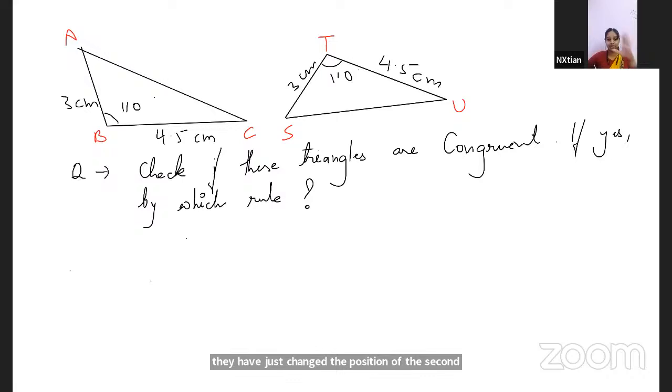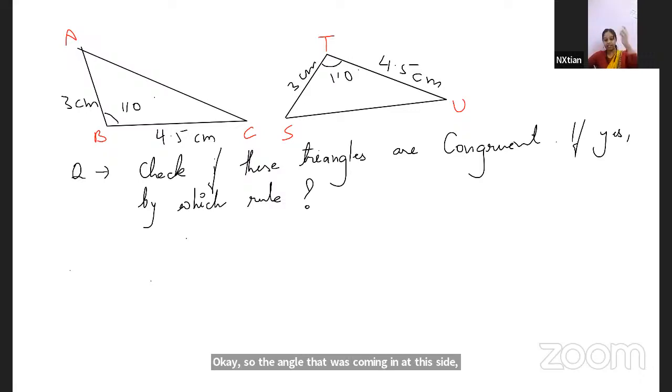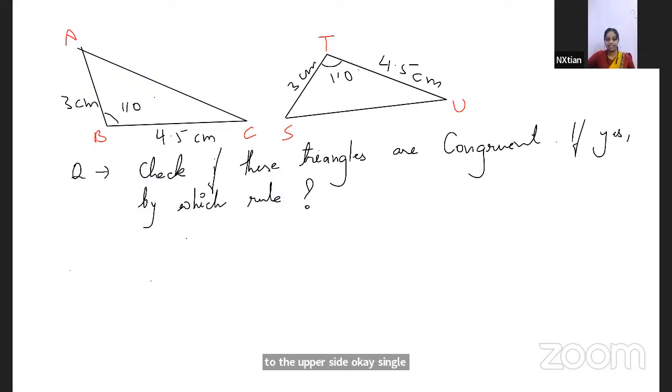They have just moved it like this. So the angle that was at this side went to the upper side. So in the triangle, the position changed. The rest is the same thing. If you make it in this position, like the first one, you'll get that all the things are in the same place. So sometimes this thing also might happen, so don't get confused when such a thing happens.